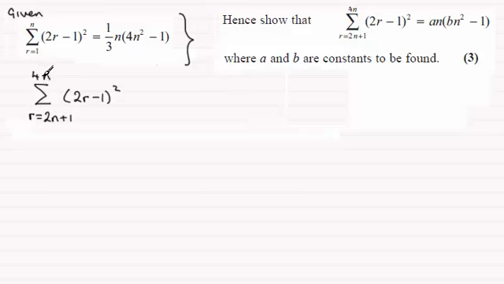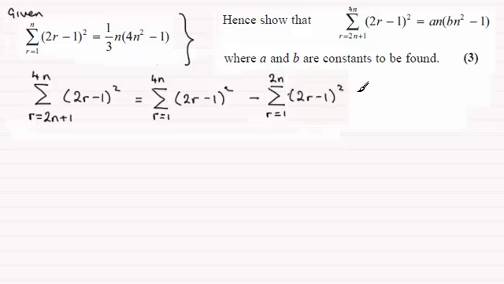Well, with questions like this, where the summation doesn't necessarily start from 1, we've got to think of this as the summation of r going from 1 all the way up to 4n of (2r minus 1) all squared, and then from this we need to subtract all the terms that were before r equals 2n plus 1. So in other words, minus the sum of all the terms going from r equals 1 up to 2n of (2r minus 1) all squared.